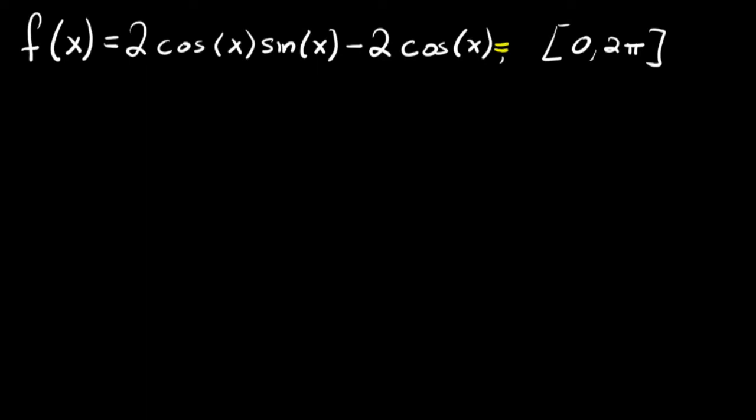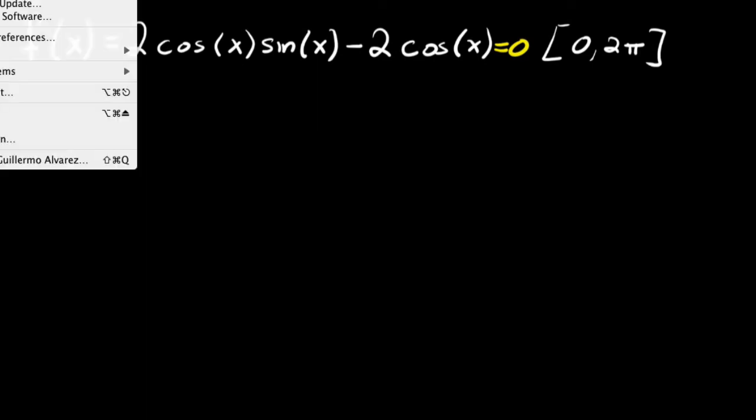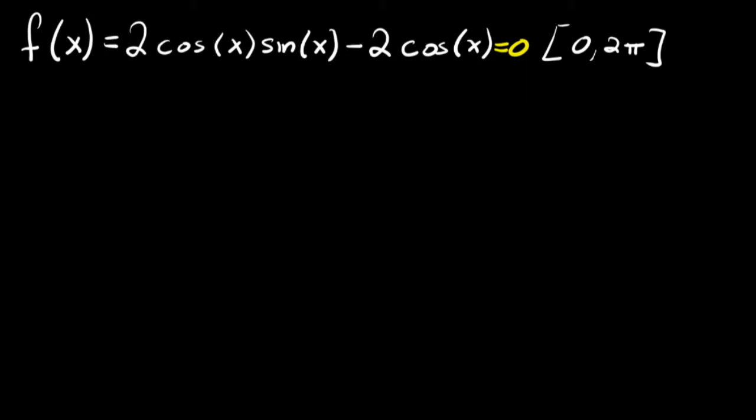So if we're trying to find the zeros, I set this guy equal to 0. And you notice, the first thing that you maybe notice is that you have a cosine in common. So why not factor out that cosine?